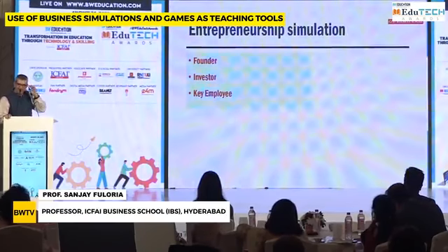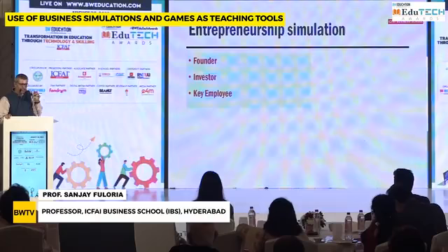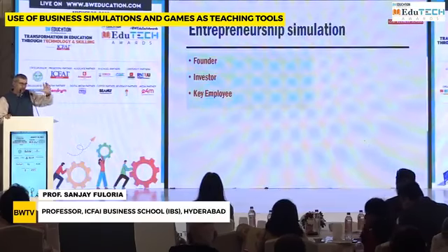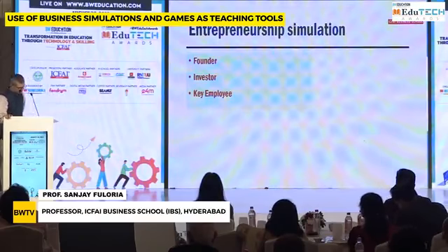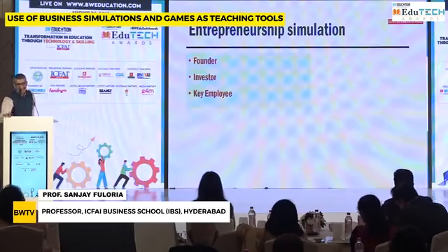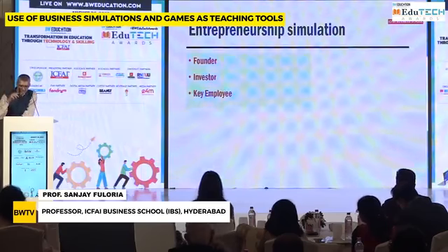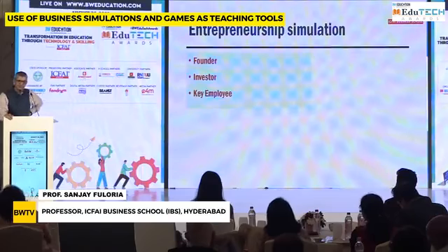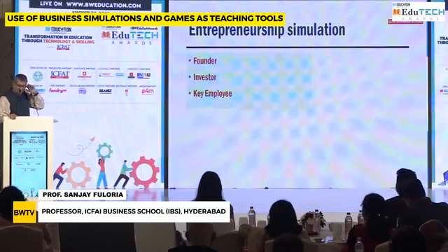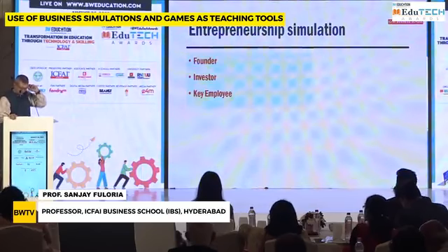So ideally, we should have 3 or 4 instructors in a classroom when this case is being run, so you can focus on 3 or 4 different aspects. We can also teach valuation approaches through this simulation game, then equity versus salary compensation. Should the employees be given equity, what percentage should be given as equity, and what should be the percentage of salary compensation? Then fundraising considerations can be taught.